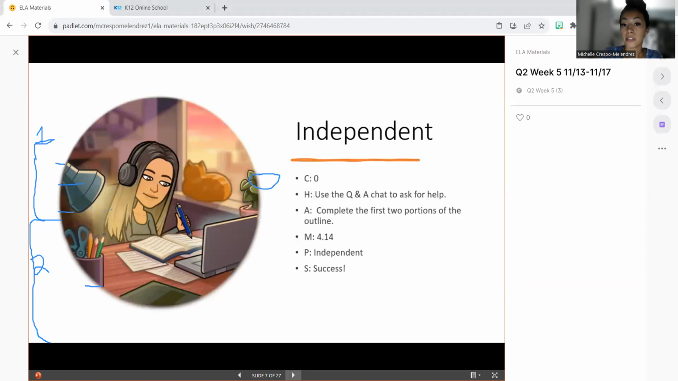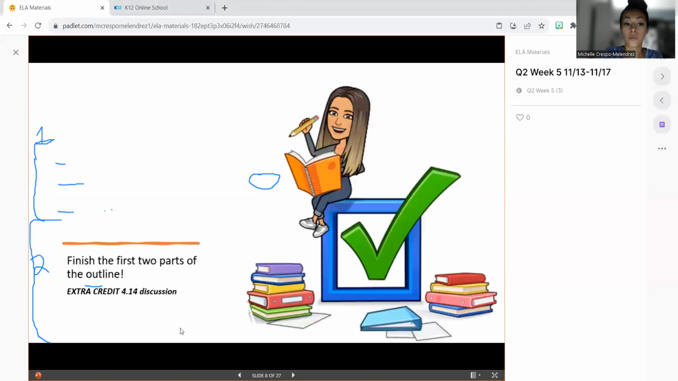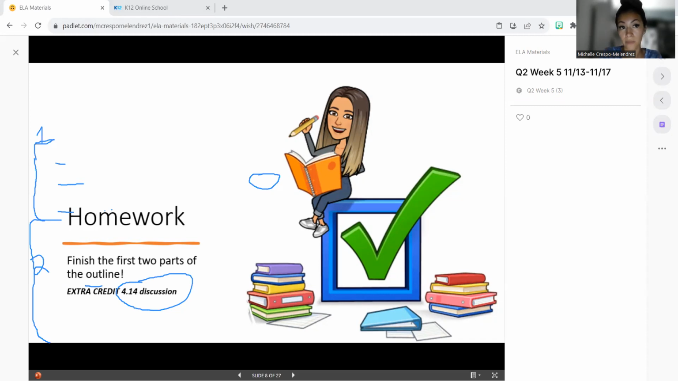Now, your job is to complete the first 2 portions of the outline. Don't forget that there is extra credit available to you via 4.14 discussion. Okay? You are not submitting these 2 paragraphs just yet. You are holding on to them because tomorrow we will be doing section 3 of the outline. Okay? Let me know if you guys have any questions via email. If you have specific questions in your writing, make sure you highlight the portion you're struggling with so that when we have independent work tomorrow, I can pull you.